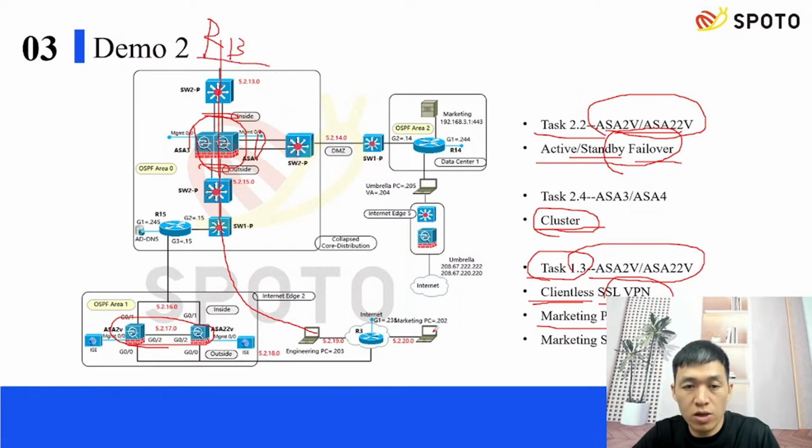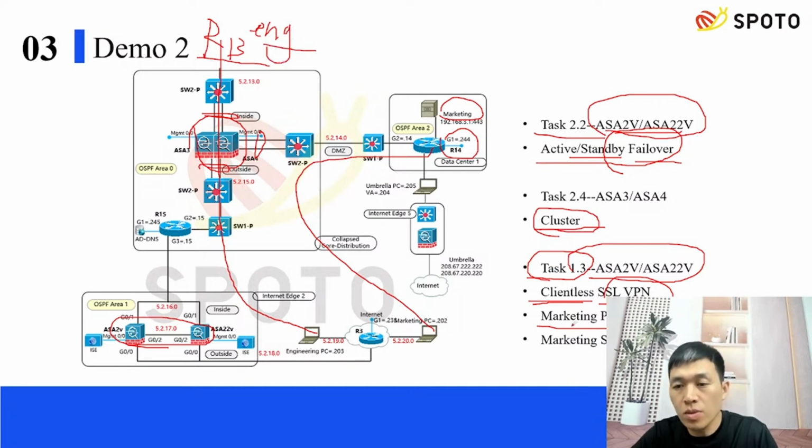And the marketing here, router 14 for marketing server, and here for engineering server. Okay. So marketing and engineering PCs should access their own server respectively and securely. Okay. And this is all about demo 2.